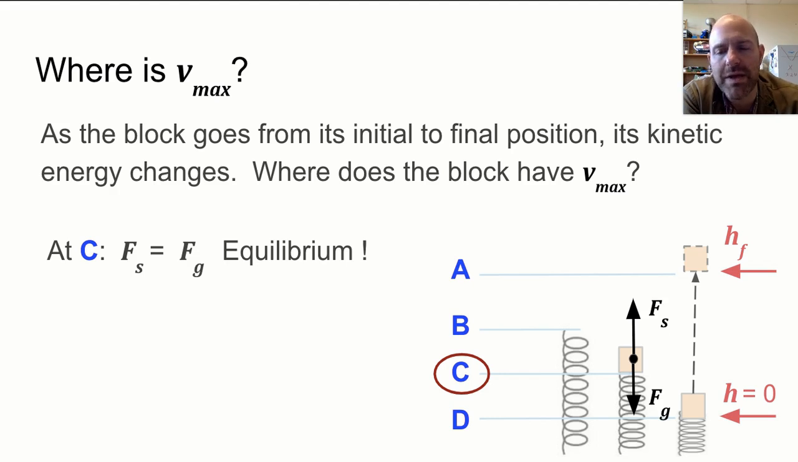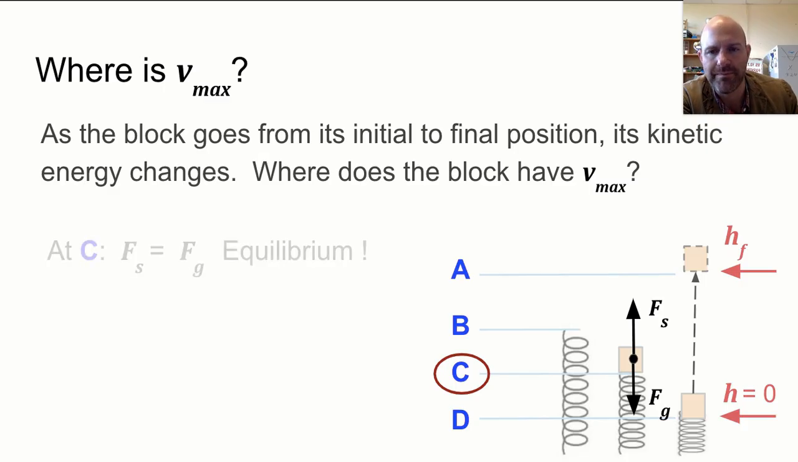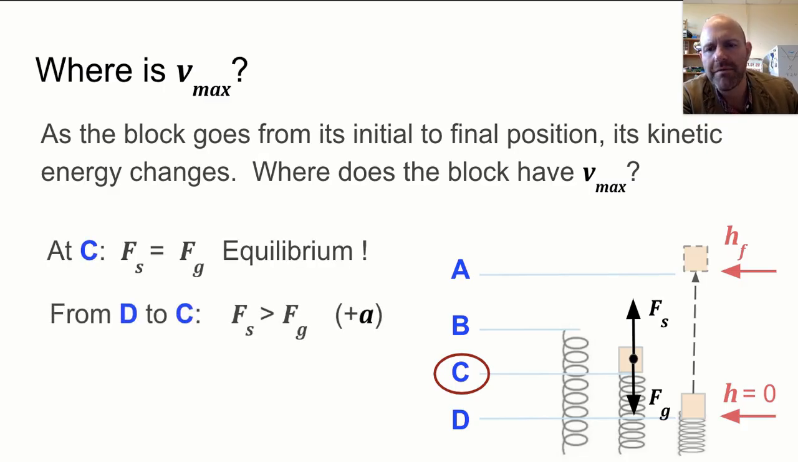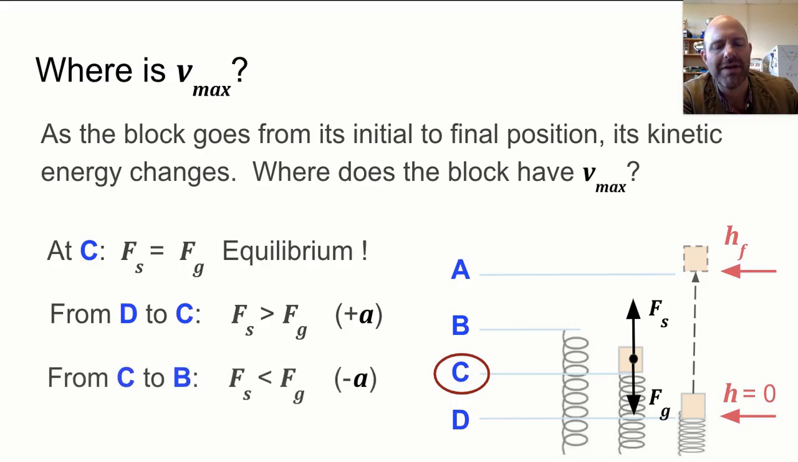We'll talk more about this when we get into simple harmonic oscillators, mass spring systems: the fastest the mass spring system goes is when the forces are balanced at equilibrium. All right. From D to C, spring force is bigger, so we have positive acceleration. And from C to B, we have negative acceleration.